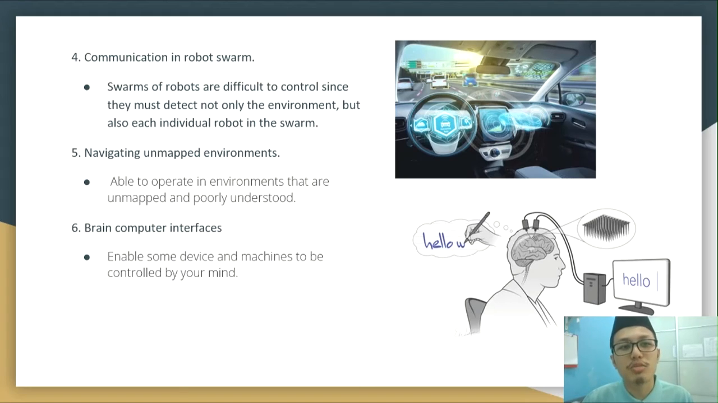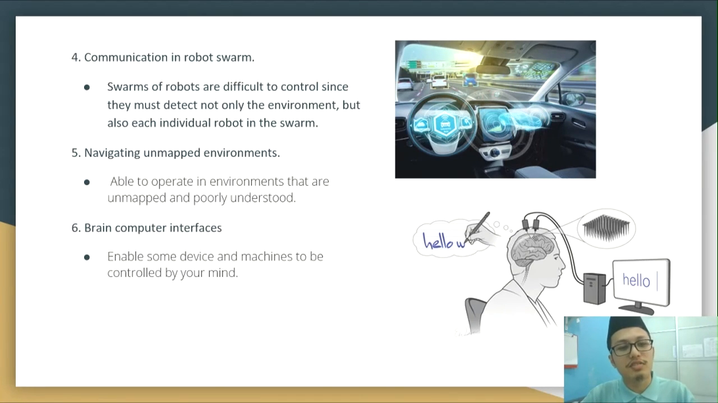The fourth one is communication with robot swarms. Like we see in a movie, I forgot what it is, I think it's Terminator. A swarm of robots is difficult to control since they must detect not only the environment but also each individual robot in the swarm.